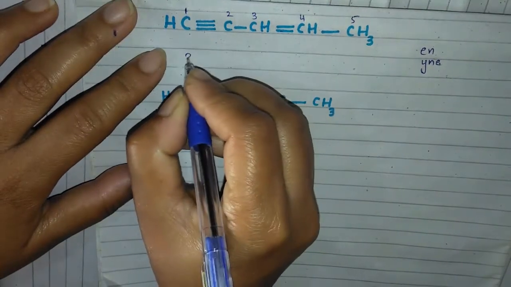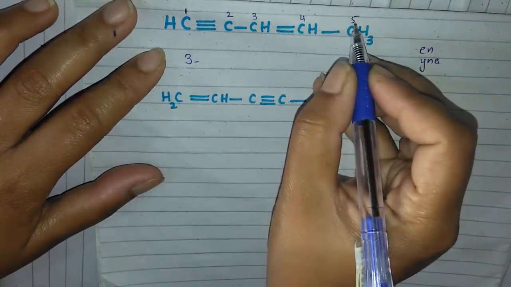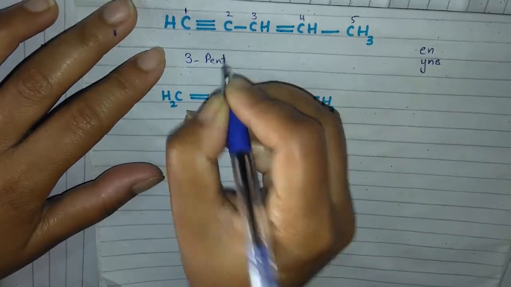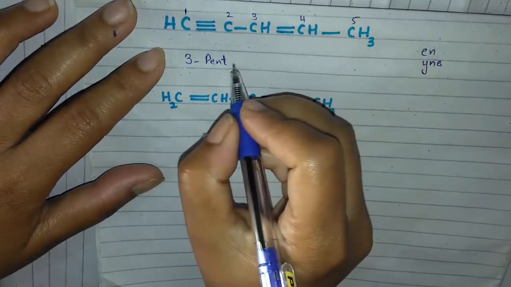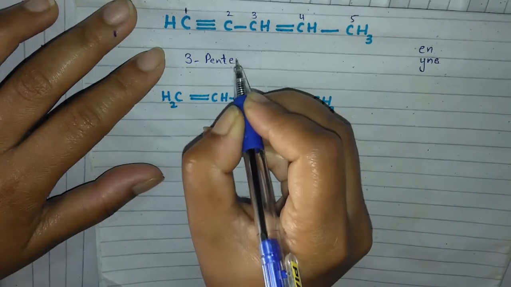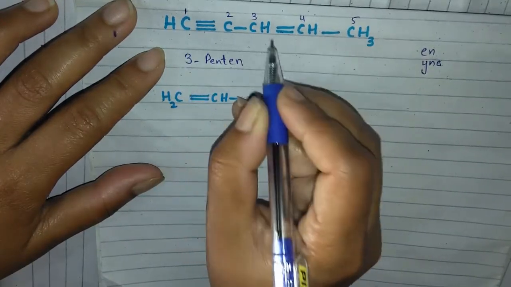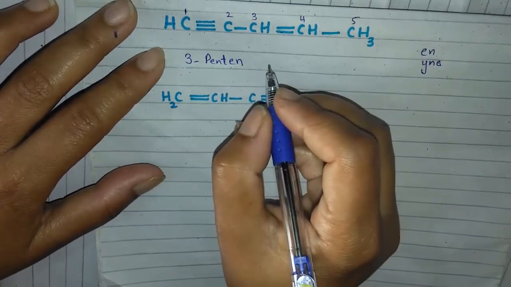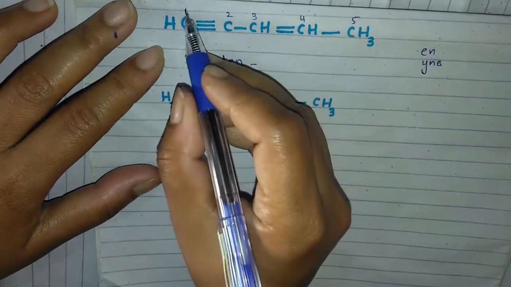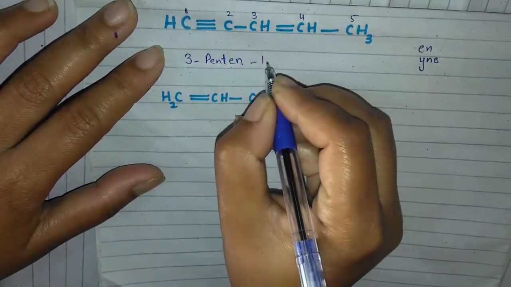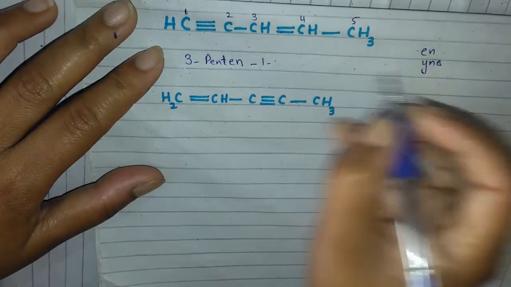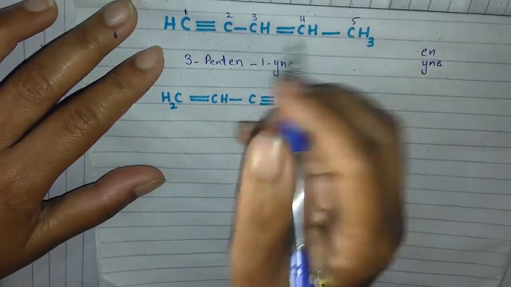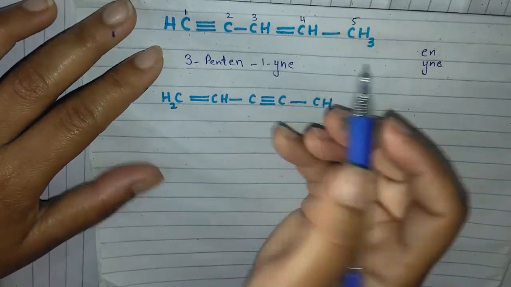We will write 3. 5 carbons are present in the parent compound, so we will write pent. It is indicating 5 carbons. Now at the end, en, at the third carbon a double bond is present, we will write en with this position. And next hyphen, first carbon, at first carbon a triple bond is present, we will write 1 for Y and E, for triple bond, yne. There is no need to write again the name of the parent compound.